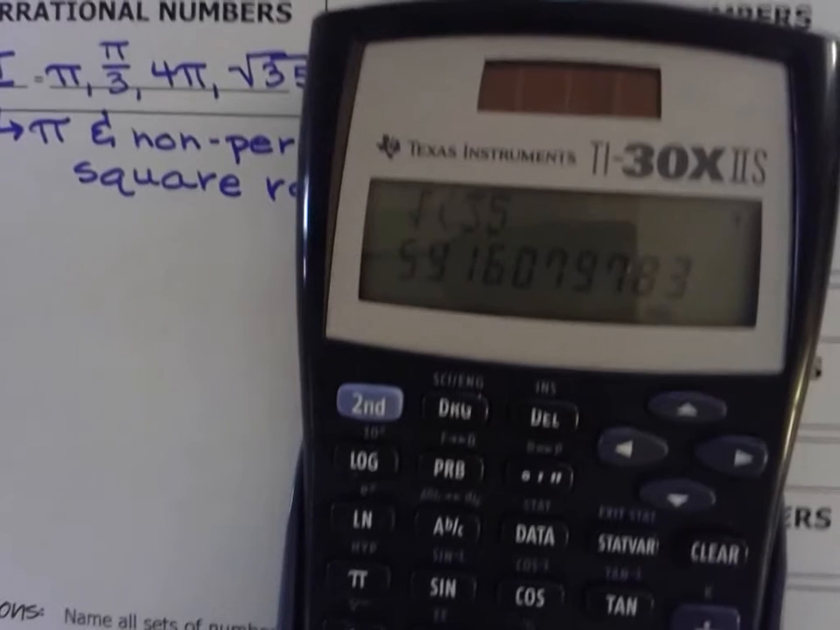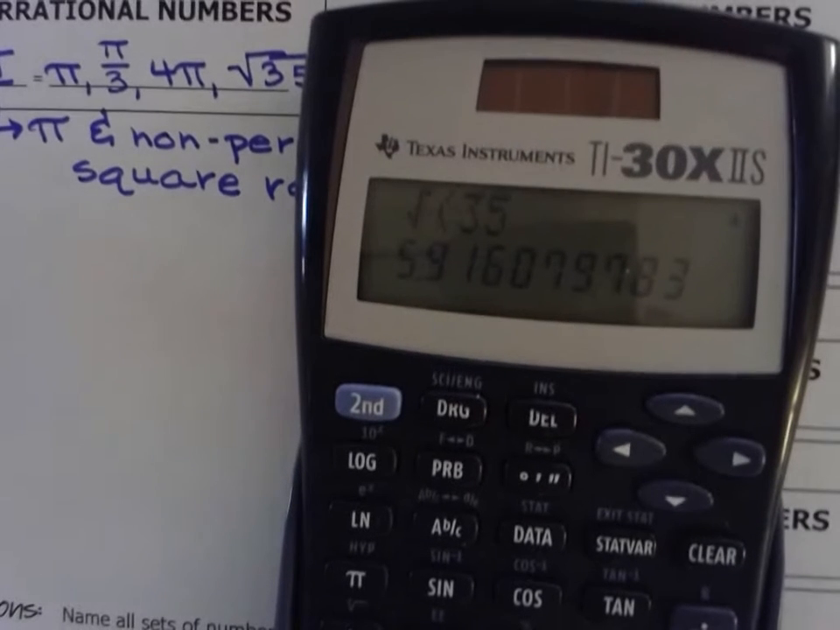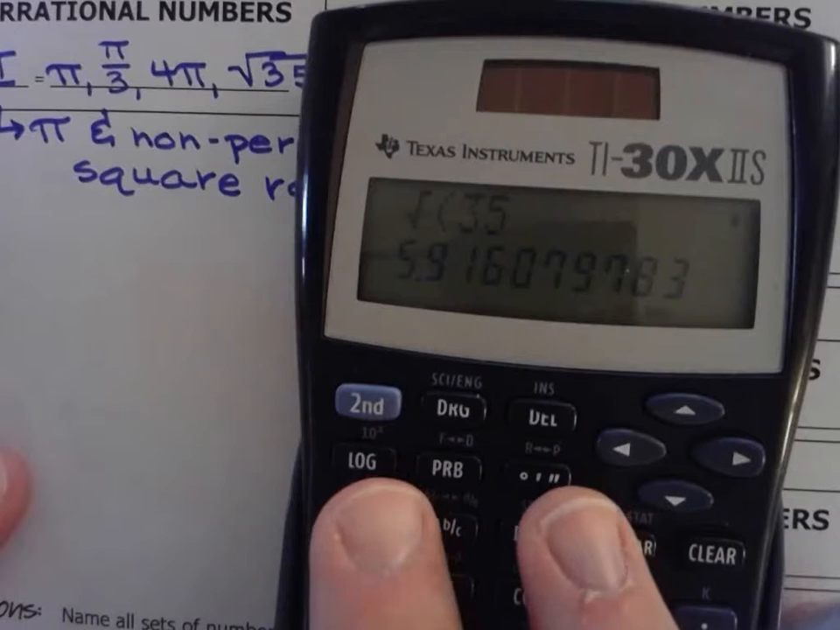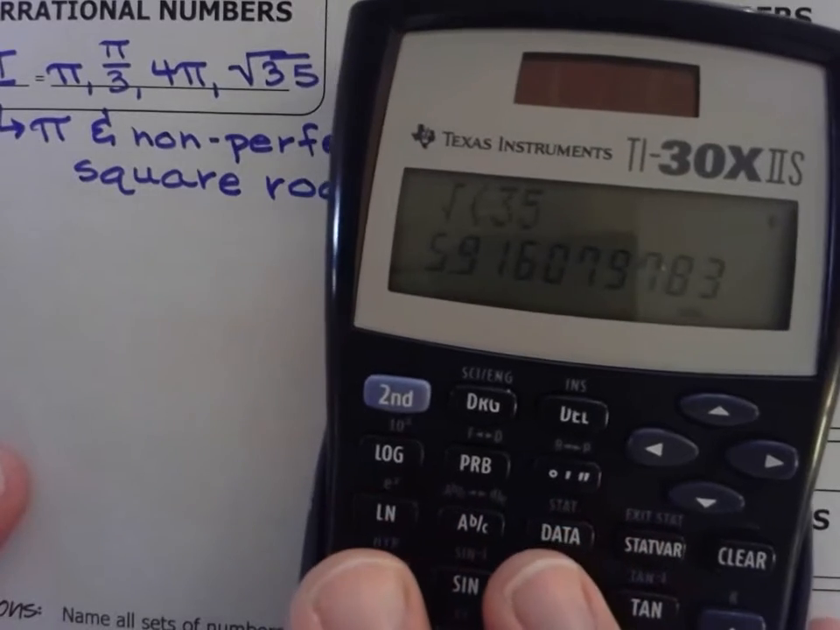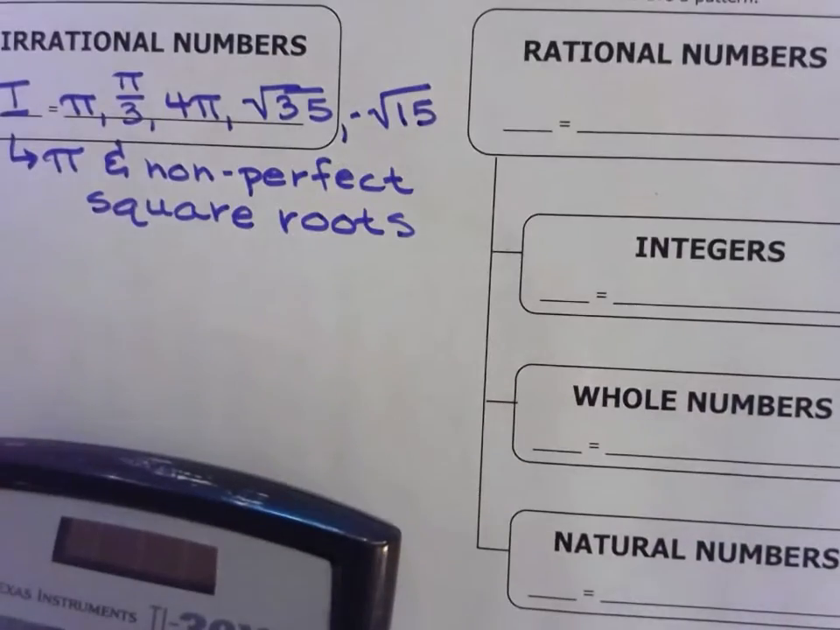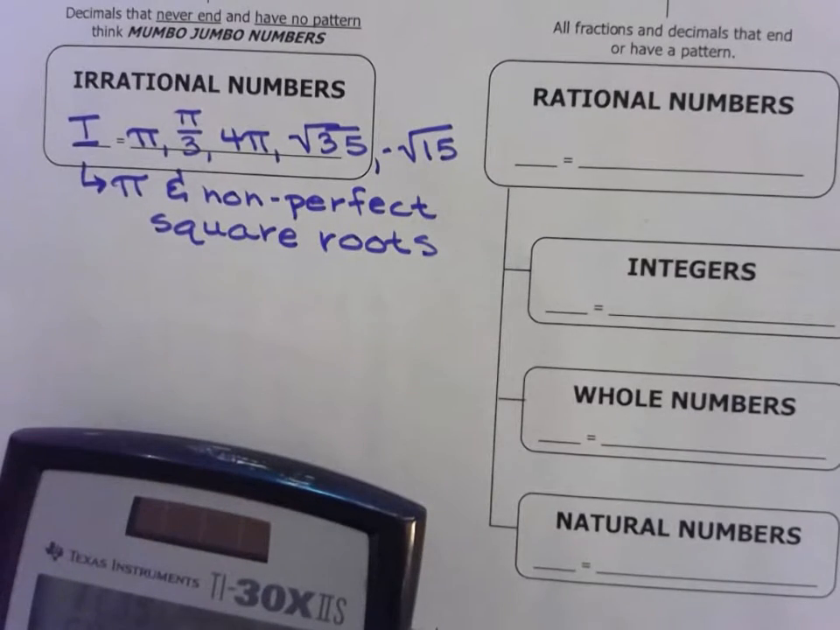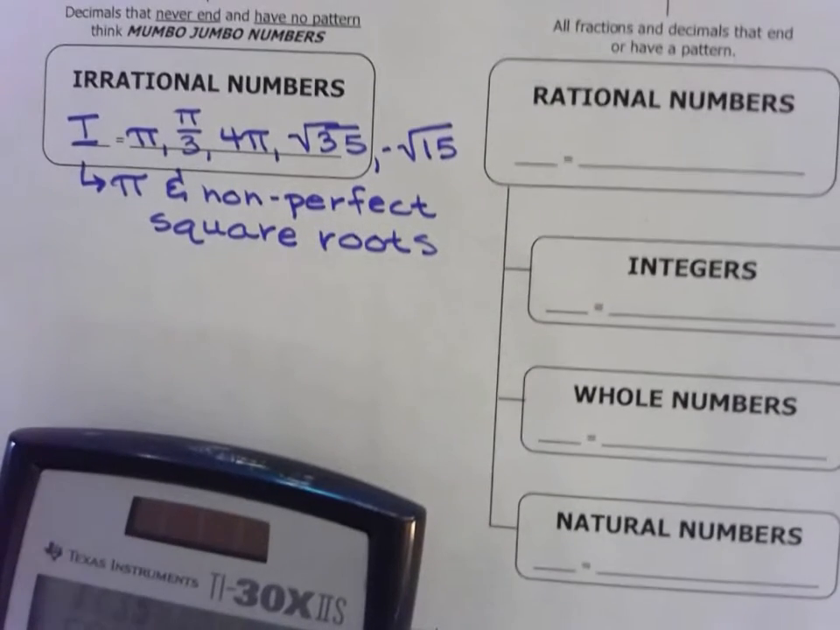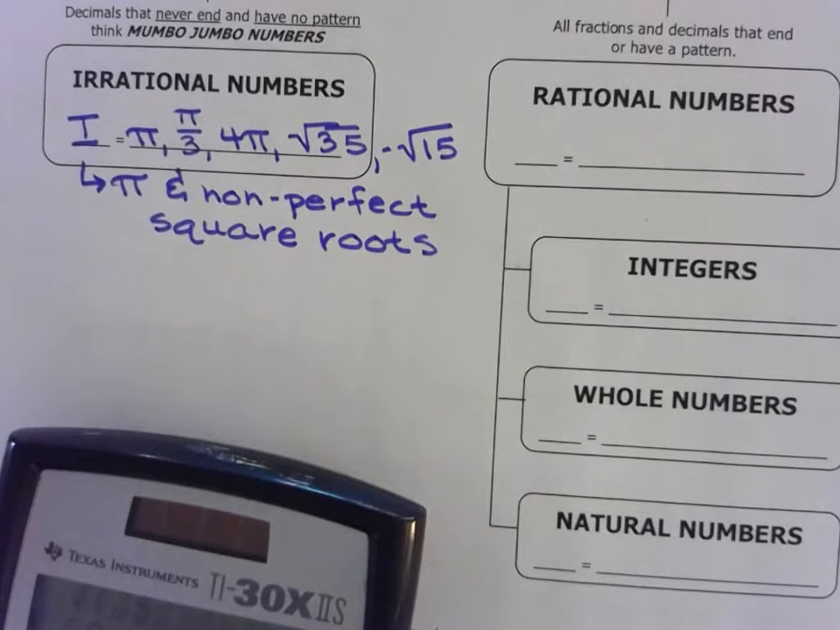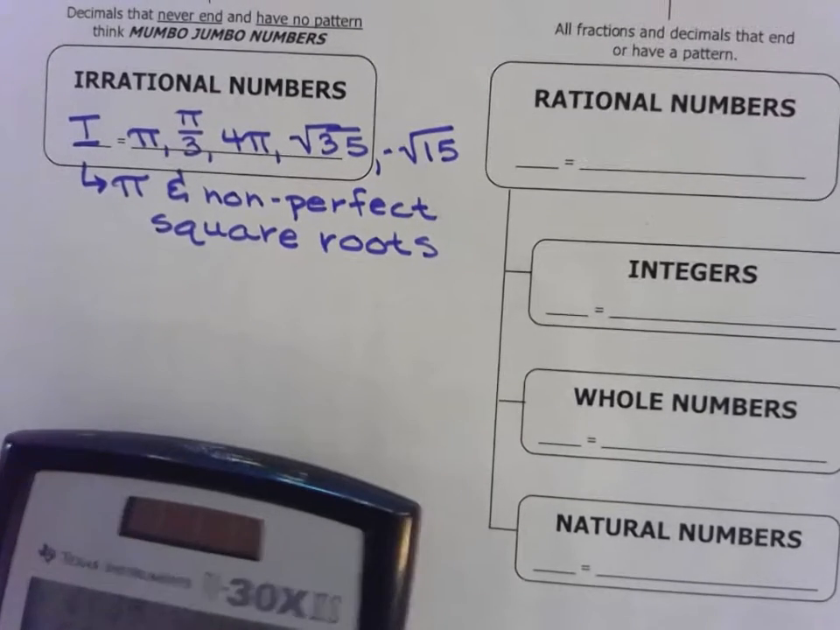Any non-perfect square root is irrational. The square root of 35, 35 is not a perfect square. When I plug it in, I get a decimal, so this is irrational. Just because it's a square root does not mean it's irrational. It has to be a non-perfect square, like the square root of 35 or the negative square root of 15. Be careful: just because this is a square root does not make it irrational. We'll look at some examples. So irrational numbers are pi, non-perfect square roots, and decimals that don't end or don't have a pattern.